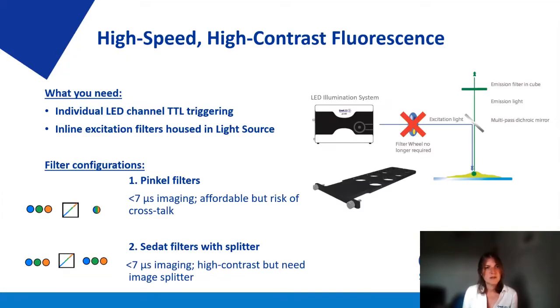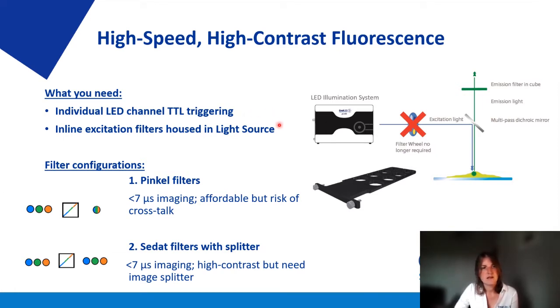So it might come as a bit of a surprise to think of the light source as enabling high-speed imaging. This is what I'm going to explain here. So firstly, it's not just any LED illumination system that can enable this. You need to look out for two different features. The first is individual channel triggering with TTL.